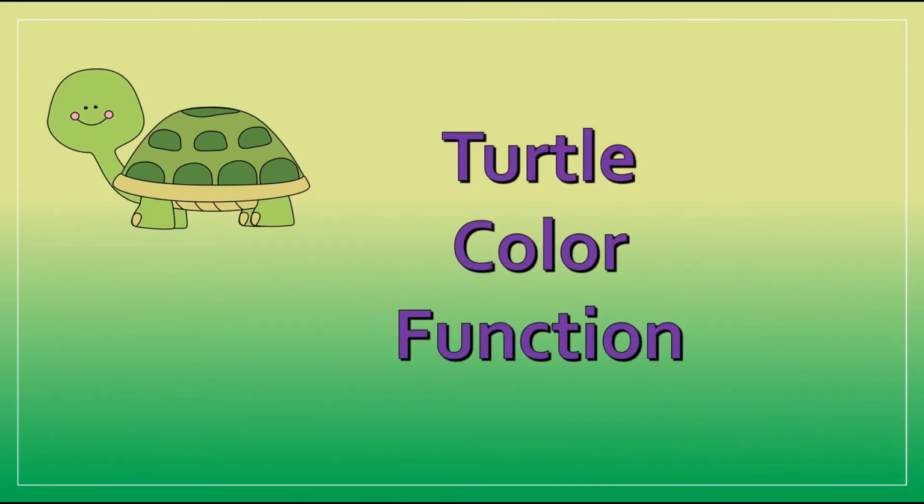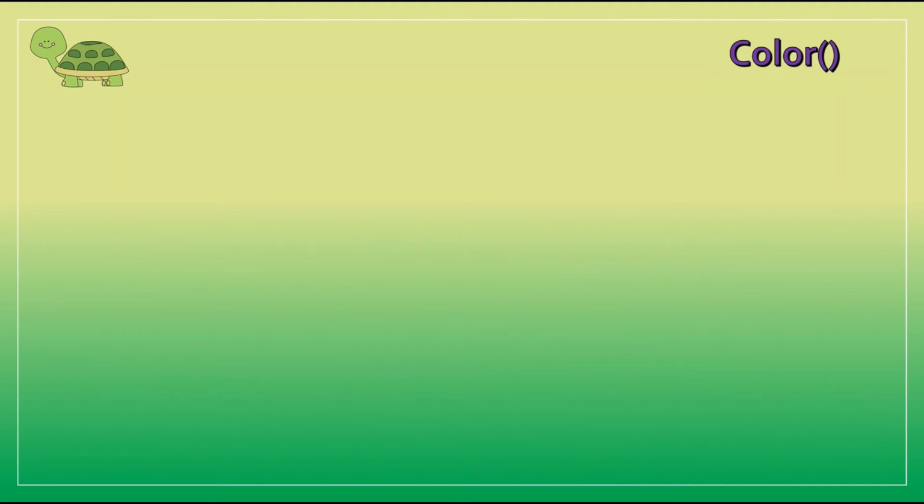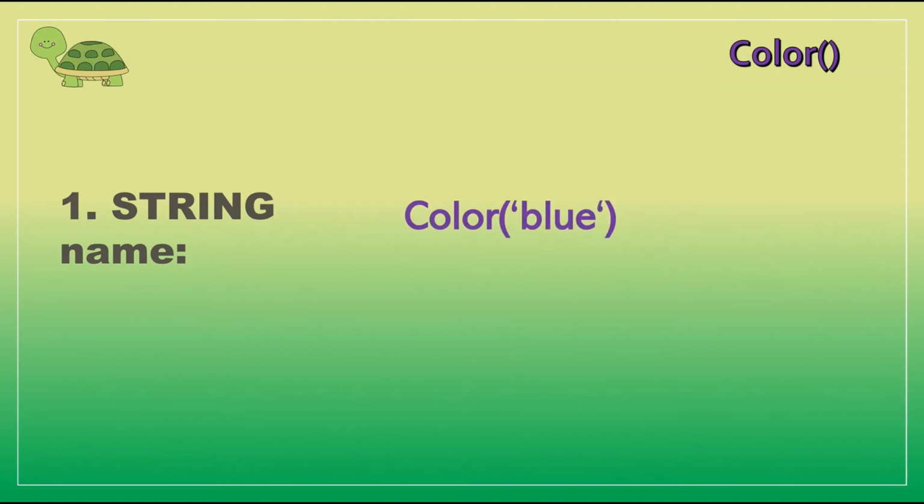Now let's learn about the turtle color function. What's the fun of drawing if you don't have colors within it? There are three different ways we can define colors with the turtle. The first one is by its string name. Not all colors work by the string name, but most of the common ones will, like blue, green, red, yellow, as long as the colors are given in quotes. So don't forget to put the colors within the quotes.